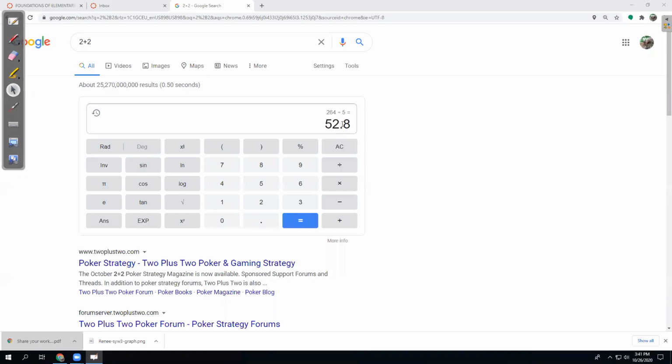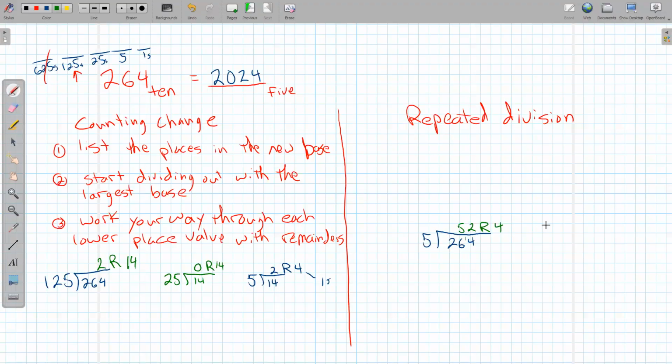All right, so now I got the 52, I gotta figure out what that 0.8 means. So to do that, we get the 52 away, the whole number part, and multiply back by what we divided out, the 5. And so there's the 4 remainder. And then we just keep going. We divide by 5 again. So 5 goes into 52 how many times? Let's see, 5 goes into 5 once with nothing left over. 5 goes into 2 zero times, remainder 2. So 5 goes into 52 10 times with 2 left over.